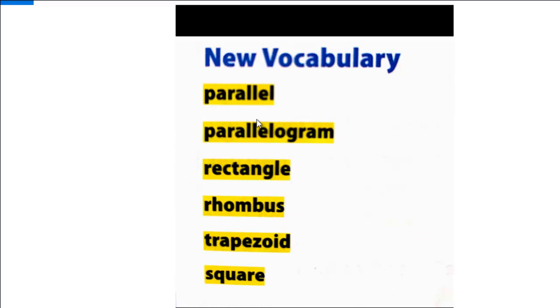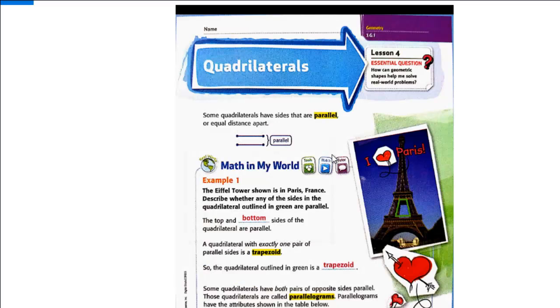Okay, so let's take some new words: parallel, parallelogram, rectangle, rhombus, trapezoid, square. So now let's return to our first page. Here, some quadrilaterals have sides that are parallel, or an equal distance apart. If there are two sides facing each other like this, they are called parallel.